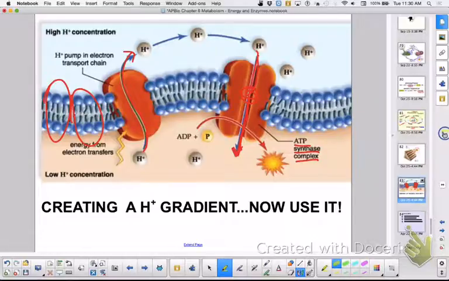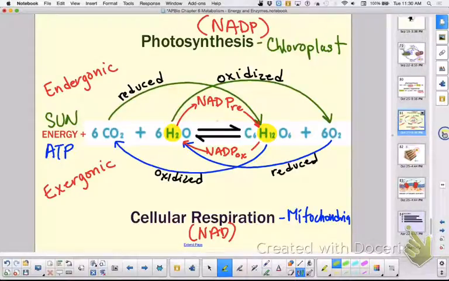See if you can grasp this. I focused our discussion just a second ago on photosynthesis, but let's apply this to cellular respiration. In cellular respiration, we take glucose right here. And what do I do to that glucose? I'm oxidizing that glucose.